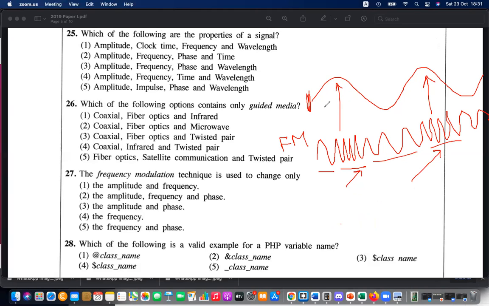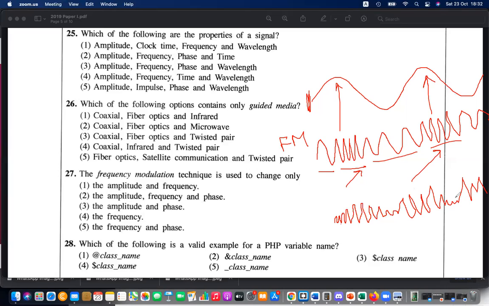Which is better, FM or AM? Why FM is better? In amplitude modulation, you change the amplitude of the signal. Sorry, not like this. It should come with a small wave. This is what AM is. Why AM is not good?